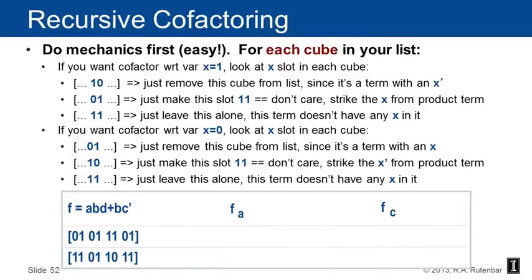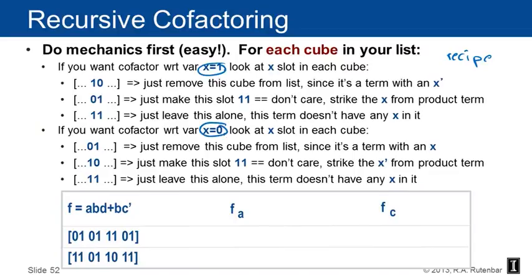Now, I'll admit that this is a bit of a complex looking slide, but what I will just say is that this is just a recipe. This is just all the mechanics written down on one slide. How do you do the cofactors? How do you actually take the positional cube notation list and take a variable and either cofactor it by setting the variable equal to 1 or setting the variable equal to 0? This is what you do.